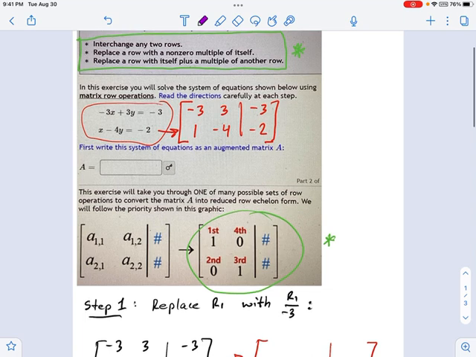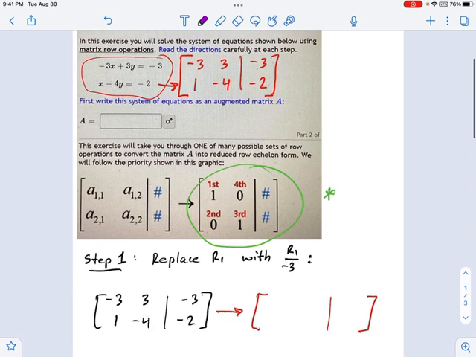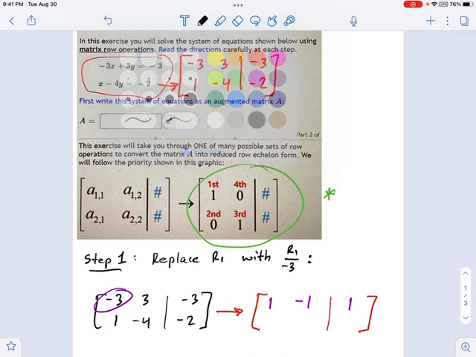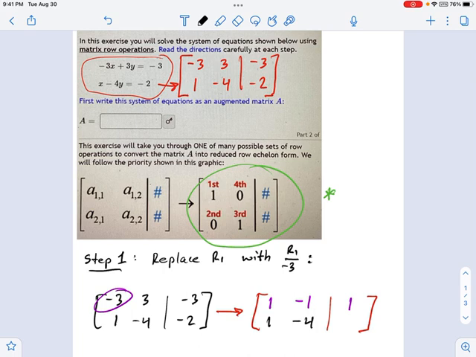First thing I'm doing is replacing row 1 with row 1 divided by -3. Okay, the reason I'm choosing divided by -3 is, see that -3? I want that to be 1, not -3. So we divide the whole row by -3. Let's see what we get. -3 over -3 is 1. 3 over -3 is -1. And -3 over -3 is 1 again. The bottom part has not changed. That's still 1, -4, -2. You can see we're closer to our goal, but only a little bit closer. We've still got more work to do.